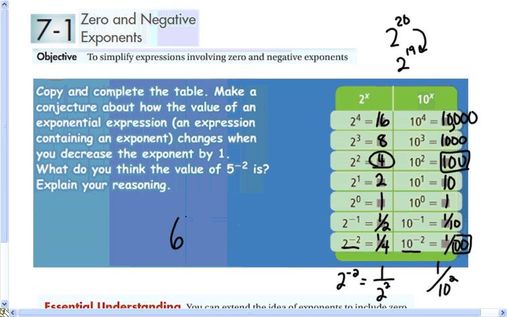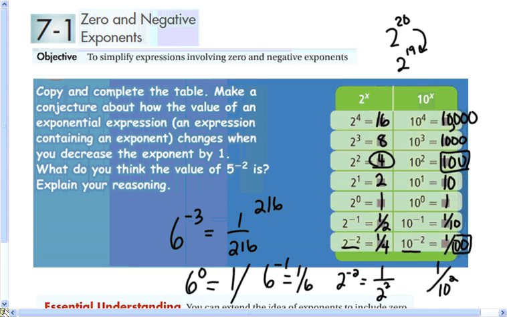I'll just give you one more quick example. Let's say we have 6 to the negative third. Well, 6 to the third is 216, so 6 to the negative third is 1 over 216. And the other way you can think about it is this. If you start at 6 to the 0, anything to the 0 power is 1. And then subtracting 1 in the exponent, in other words, going to 6 to the negative first, is really dividing by 6. So 6 to the negative first would be 1 divided by 6, or 1/6. 6 to the negative second would be 1 divided by 6 twice, which would be 1 over 36, and so on.